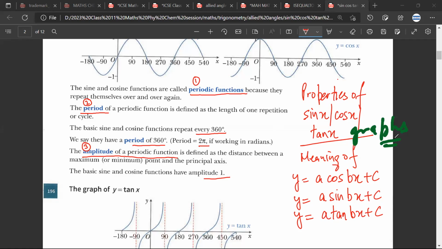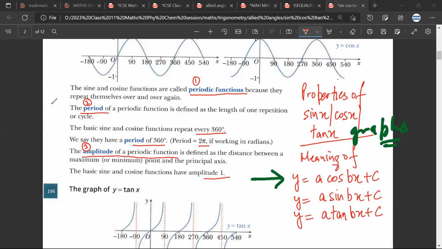And we'll also try to understand the meaning of y is equal to a cos bx plus c, y is equal to a sine bx plus c, y is equal to a tan bx plus c, where a, b are integers. Don't worry much. We will be taking examples.